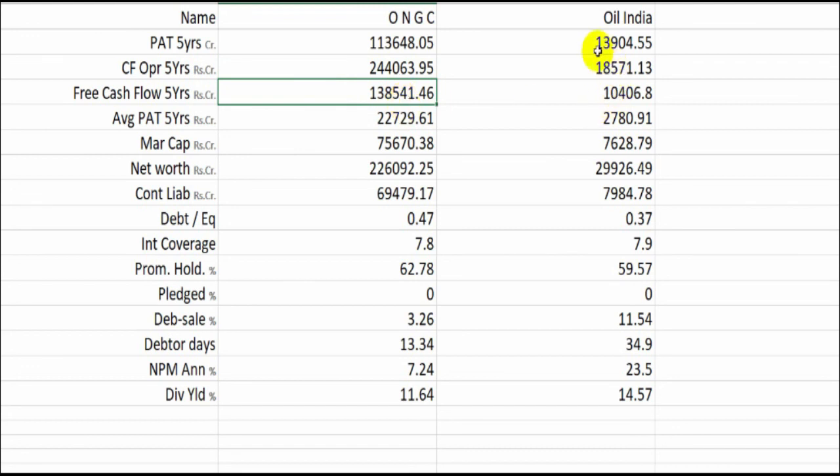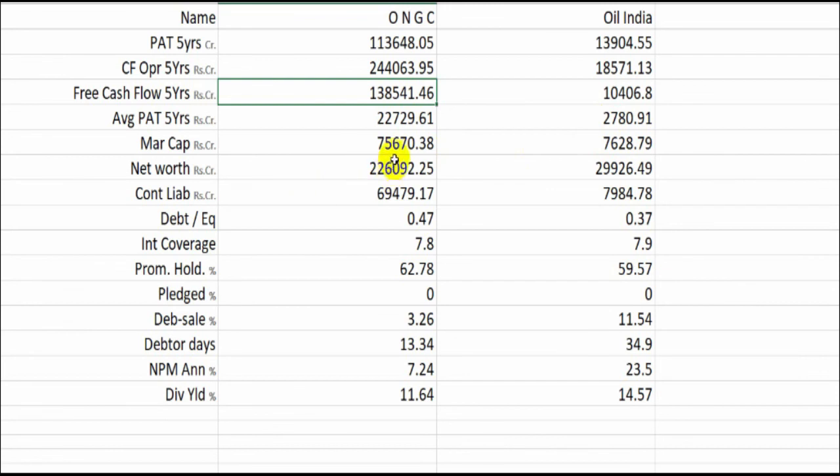In terms of Oil India, 13,000 crores was the total profit of last 5 years, very low compared to ONGC's profits of the last 5 years. The cash earned was around 18,000 crores, higher than the profit declared, and free cash flow was almost 10,000 crores. So almost half of its cash earned through operations, whereas ONGC has a very substantial portion of its cash earned as free cash. The average profit of the last 5 years was around 22,000 crores for ONGC, and Oil India was earning around 2,700 crores as average profit after tax in the last 5 years.